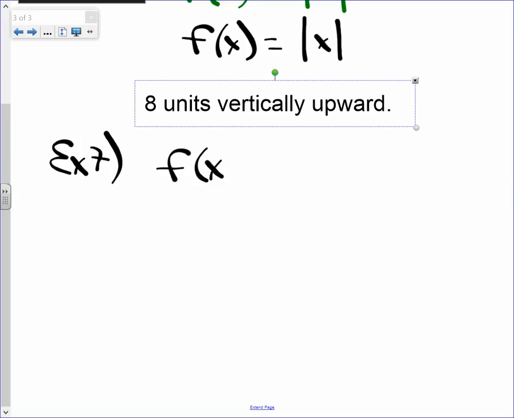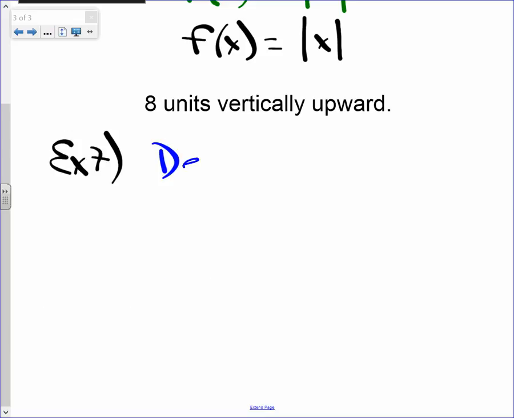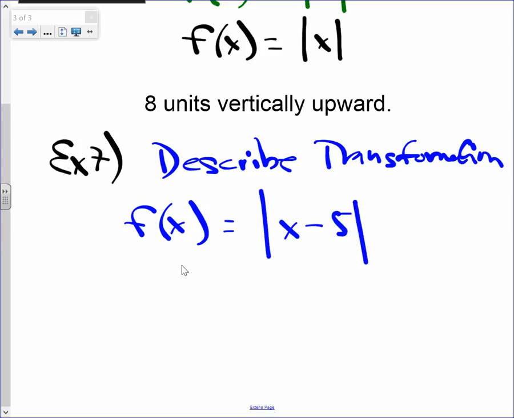F of x now, let's describe transformation. F of x equals absolute value of x minus 5. Write that down. Now notice the number is inside the absolute value, not outside.